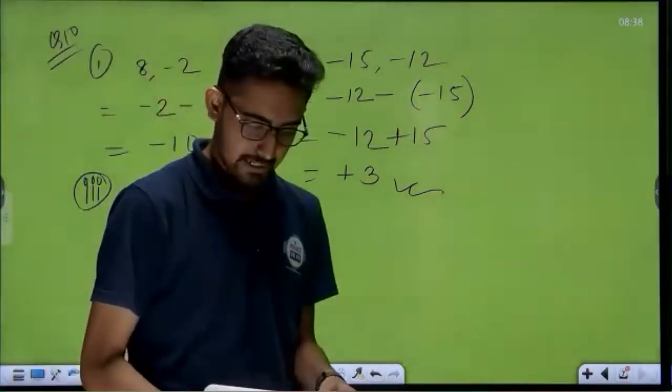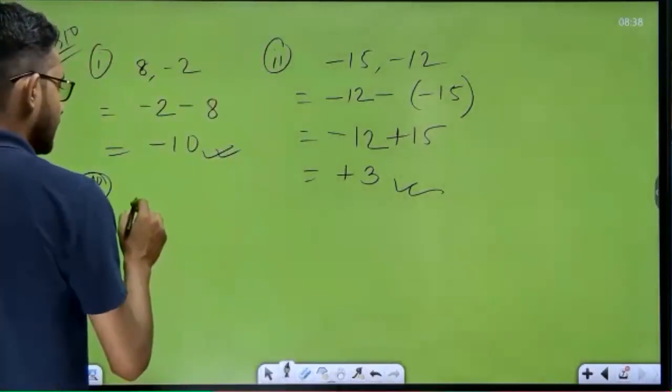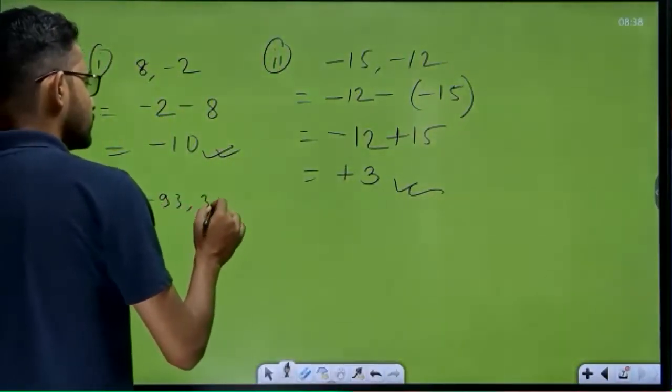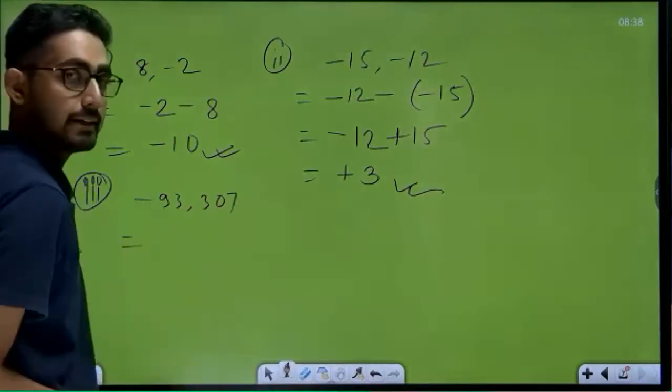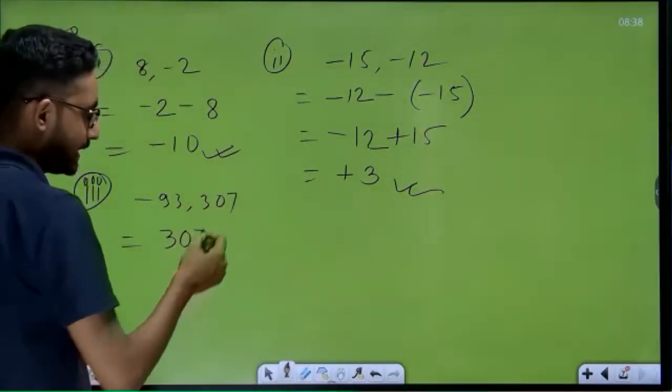Now third part, let's see here. What is the correct answer? Minus 93 and 307. So students, again, solve there. Write down 307 first of all.